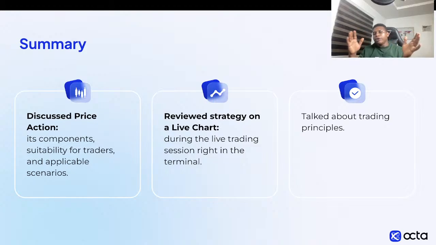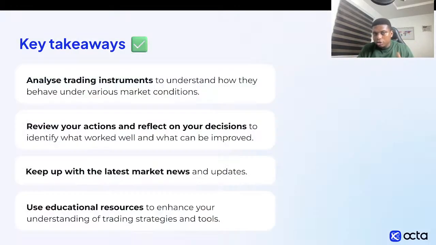Now, a quick summary of what we just discussed today is we've discussed price action, its components, suitability for traders, and its applicable scenarios. Also, we've reviewed strategy on the live chat during the live trading session right in the terminal. Okay, and also we've talked about the trading principles that you must follow.